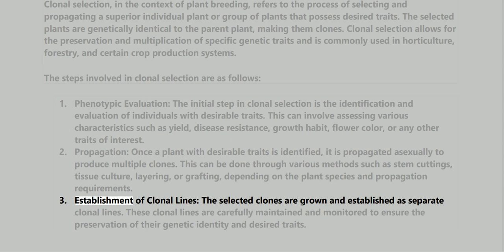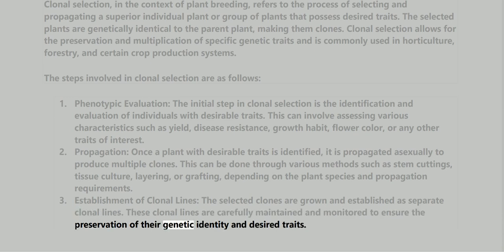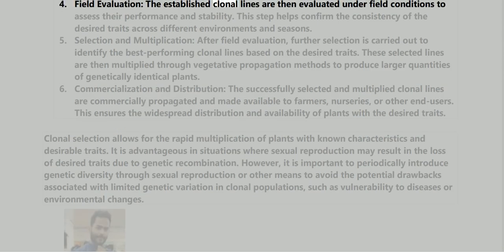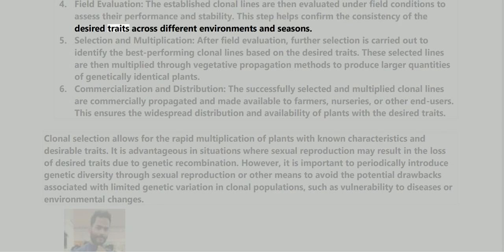Establishment of clonal lines. The selected clones are grown and established as separate clonal lines. These clonal lines are carefully maintained and monitored to ensure the preservation of their genetic identity and desired traits. 4. Field evaluation. The established clonal lines are then evaluated under field conditions to assess their performance and stability. This step helps confirm the consistency of the desired traits across different environments and seasons.